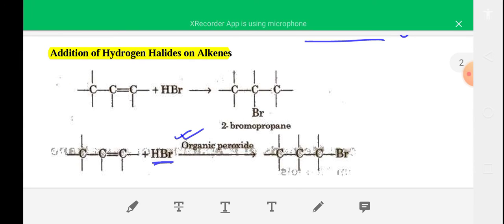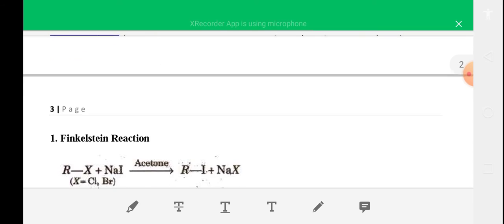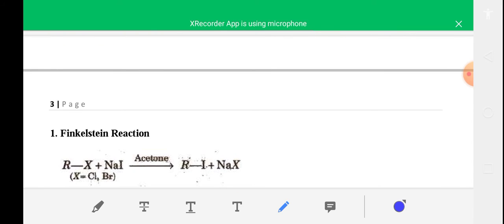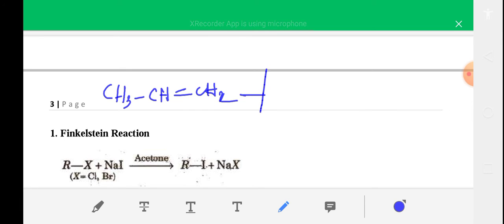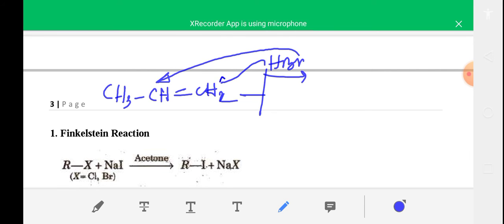I am giving one example. Suppose this is the substrate CH3CH=CH2. This is an alkene, and if you want to add HBr to this alkene, the Br minus will enter the carbon which contains less number of hydrogen, and H will enter the carbon which contains more number of hydrogen. So the product will be CH3CHBrCH3. The double bond will break.